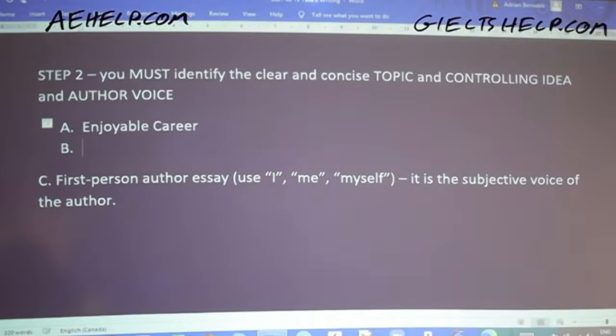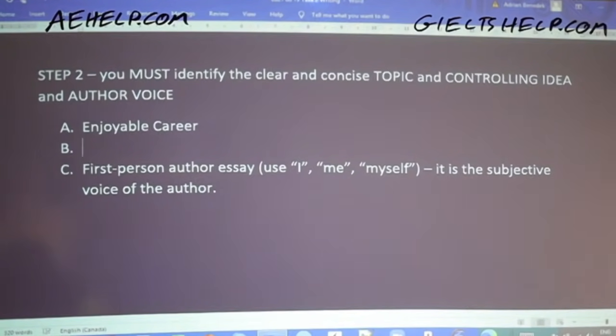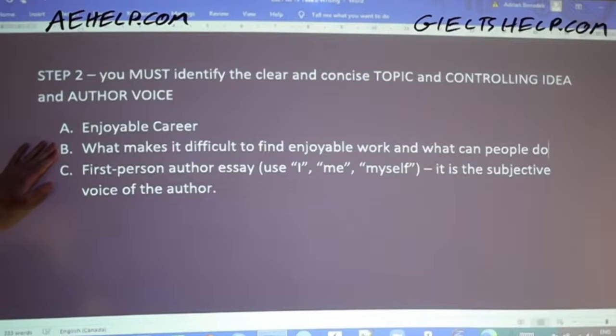Okay, and the controlling idea: what makes it difficult to find enjoyable work, and what can people do? So that's what I would say is the topic. That's what I would say is the controlling idea.